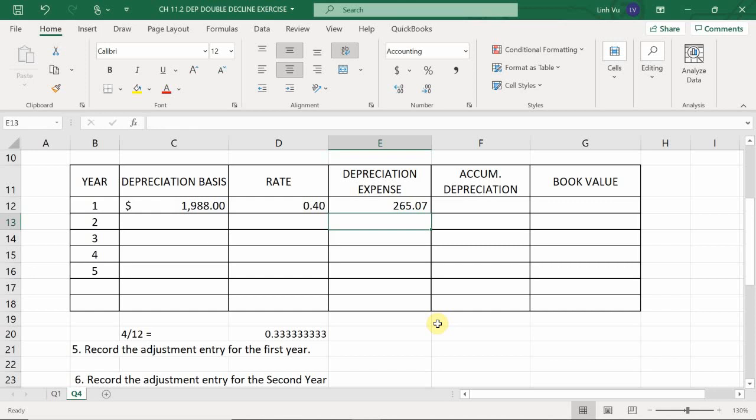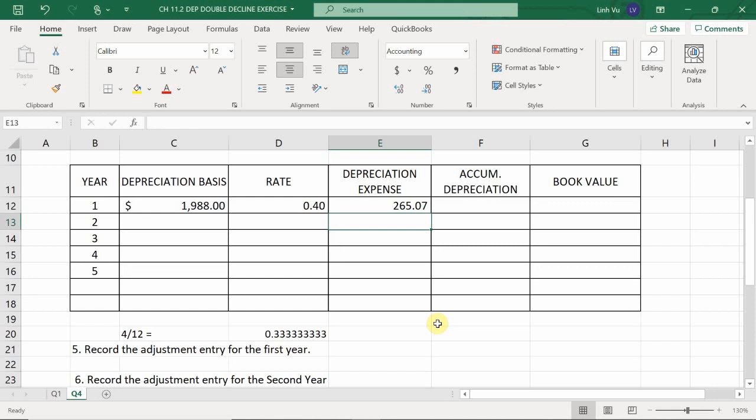You can divide the whole thing by 12, so then you know how much it's going to cost you per month, and then multiply it by the number of months that the asset is. So you can divide the whole thing by 12 and then multiply by 4. That way you can figure it out that way too: if it costs me this much to depreciate per month, then I need to figure out how much it is for 4 months. So I just multiply it by 4. That's also another way that you can do it.